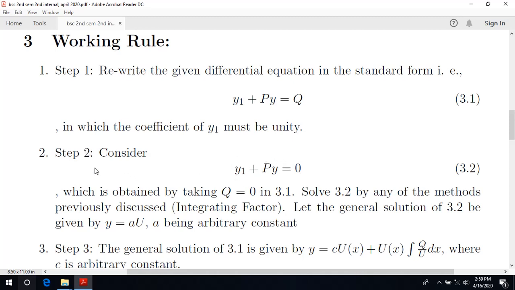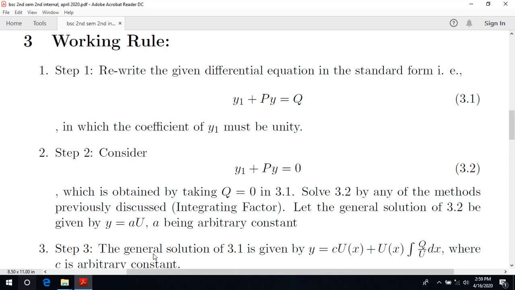Now in this step, our goal is to find the solution of this differential equation. Now this right hand side term becomes 0, so you can apply any of the methods to solve this equation. For example, you can use an integrating factor. In this particular problem, you can use an integrating factor because this is just a linear differential equation of first order. Also, let the general solution of this equation 3.2 be given by y equal to au, where a is an arbitrary constant. So this is a hypothesis we consider in this step.